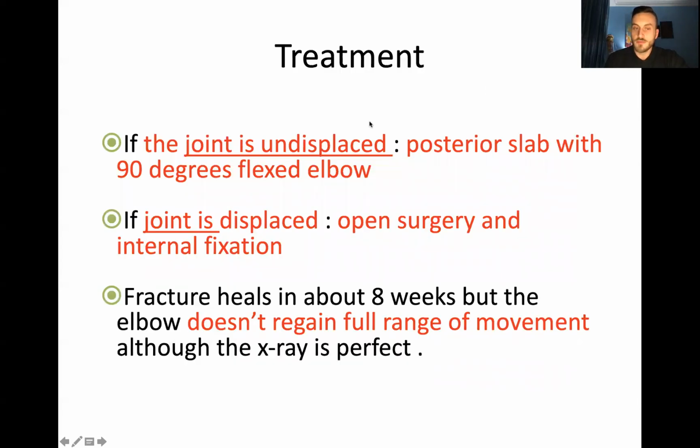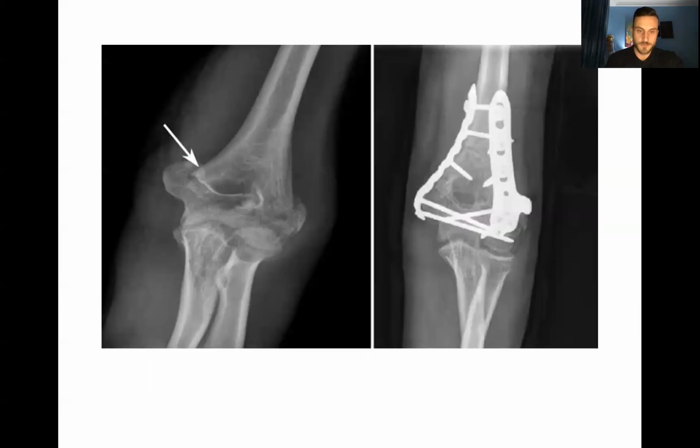So what's the treatment? If the joint is not displaced, so the fracture is extra-articular, just a posterior slab with 90-degree flexion, and wait 4 to 6 weeks. If the joint is displaced, so it's an intra-articular fracture, it needs anatomical reduction and rigid fixation, so you have to go for open reduction and internal fixation. The fracture usually heals within 8 weeks. The problem is that you get stiffness very easily in the elbow, which is why when we go for internal fixation, we start movements after 3 to 4 weeks.